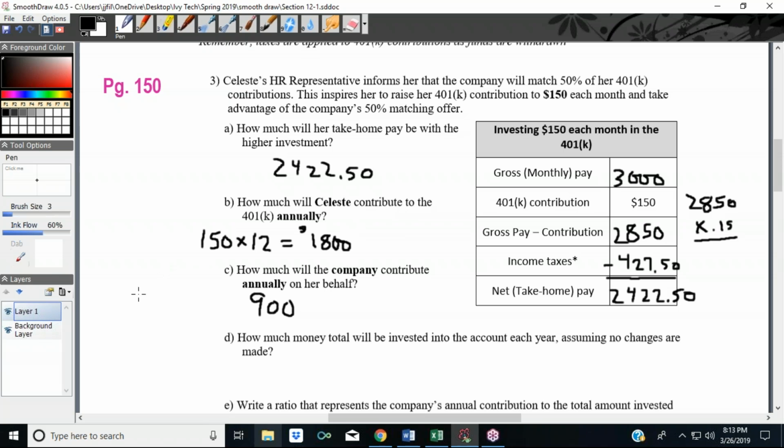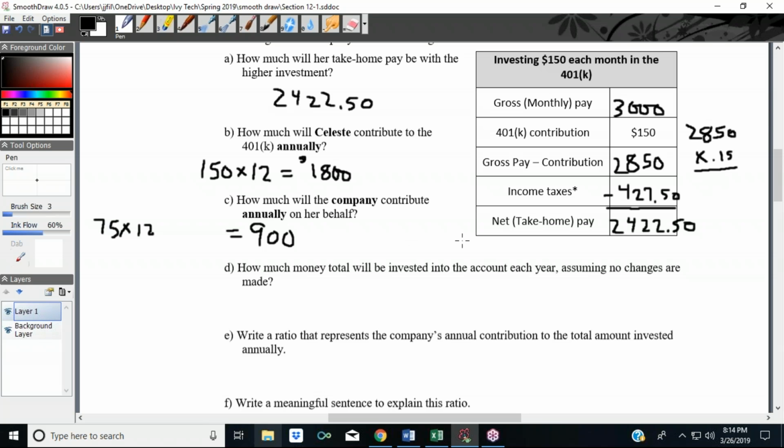So another way is you could have found out how much the company was contributing each month and multiplied that by 12. So if Celeste is contributing 150, the company is contributing 75 times 12, and that's still $900. Very nice. So the next question says, how much money total will be invested into the account each year? So now we're looking at Celeste's contribution and the company's contribution. And Kayla, you're right, $2,700.